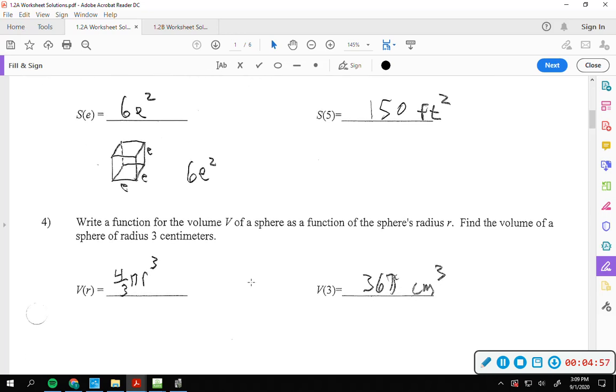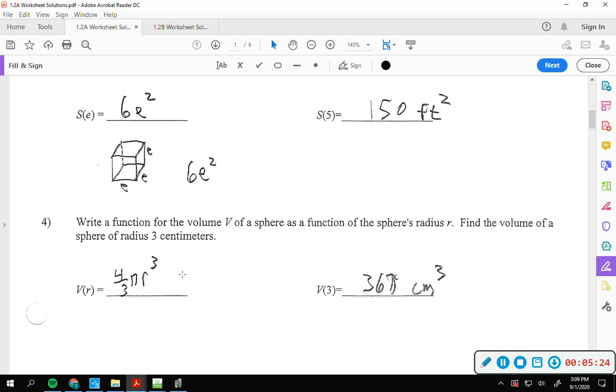Problem number 4. Write a function for the volume of a sphere as a function of the sphere's radius. This is really just, do you know the formula or not? Hopefully you remember it from geometry. The volume of a sphere is 4/3 pi r cubed. We will actually prove this later on in chapter 8 by taking a quarter of a circle and revolving it and then doubling it. It's a great application.